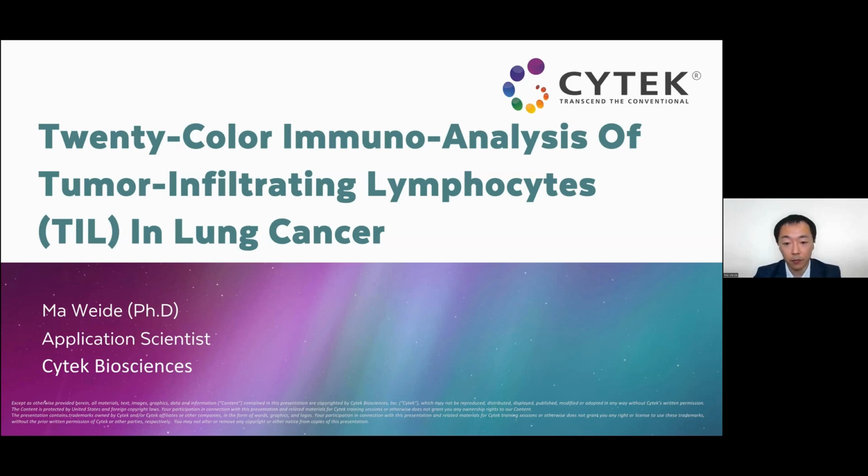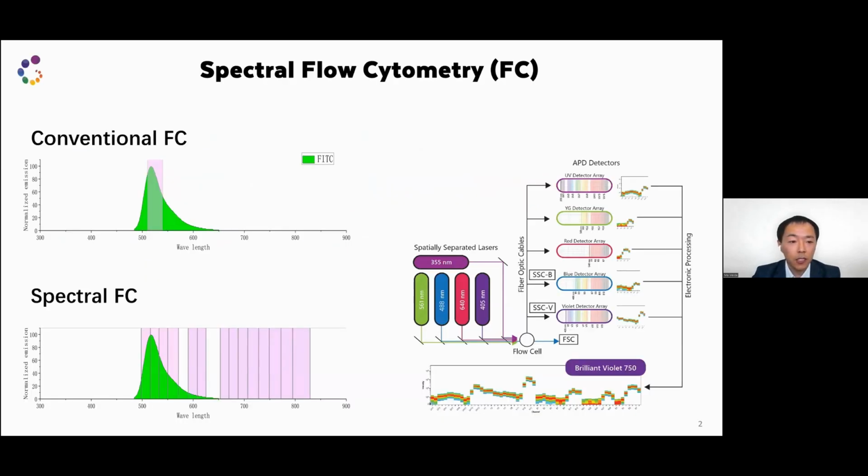I'm excited to have this webinar to share this project where Cytech and Spectral collaborated to provide a solution for tissue flow cytometry. Today, we are talking about 20-color immunoanalysis of tumor infiltrating lymphocytes in lung cancer. If you are familiar with flow cytometry, you may know I'm talking about spectral cytometry when I mention 20 colors, because it's not easy to handle 20 colors in one tube for conventional cytometry.